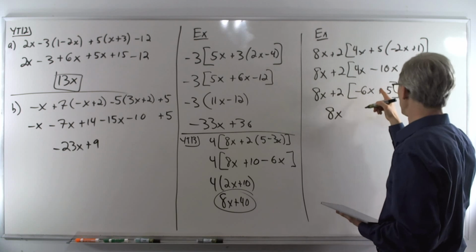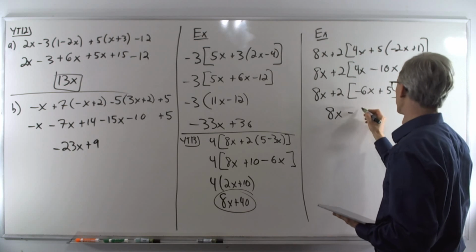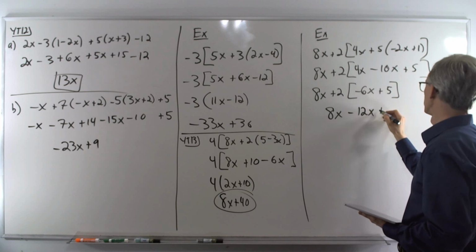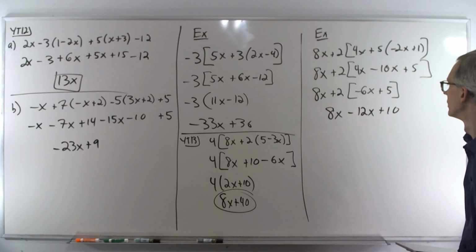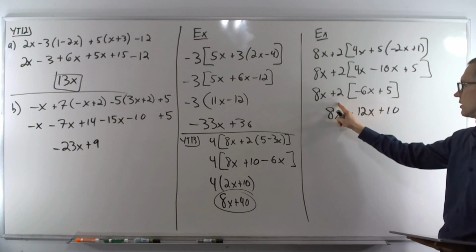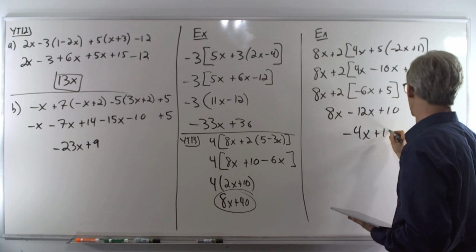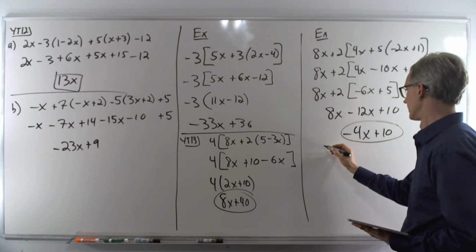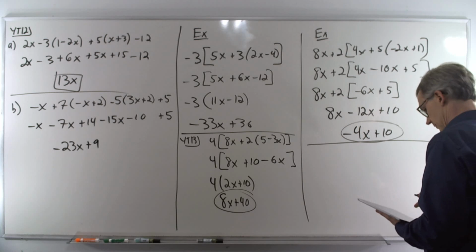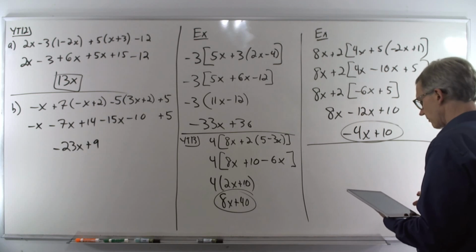Now we're distributing the 2 into these parentheses. So that's negative 12x plus 10. And finally, combining these like terms, 8x minus 12x is negative 4x. And 10 on the end. Your turn, number 14.